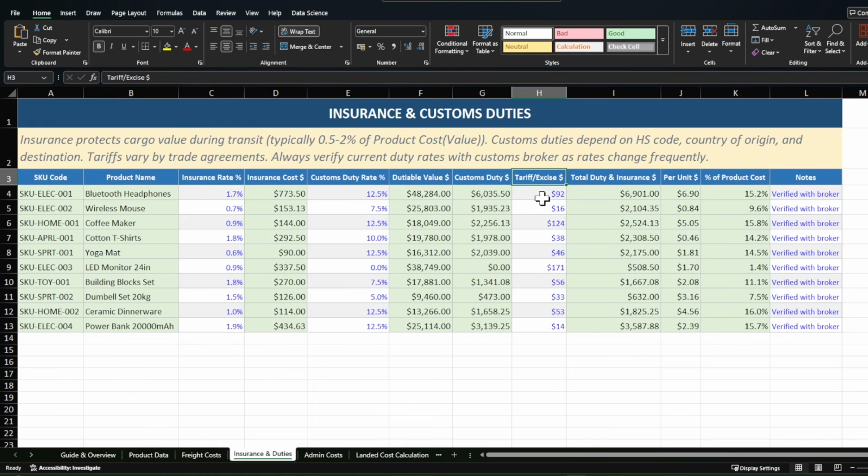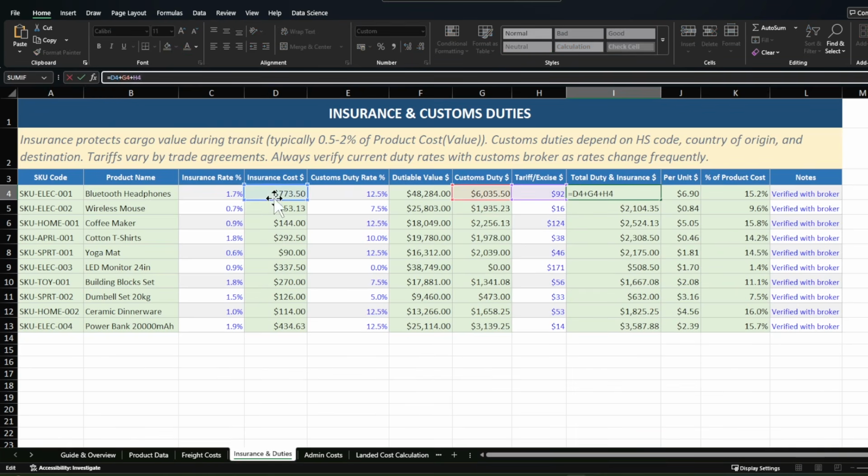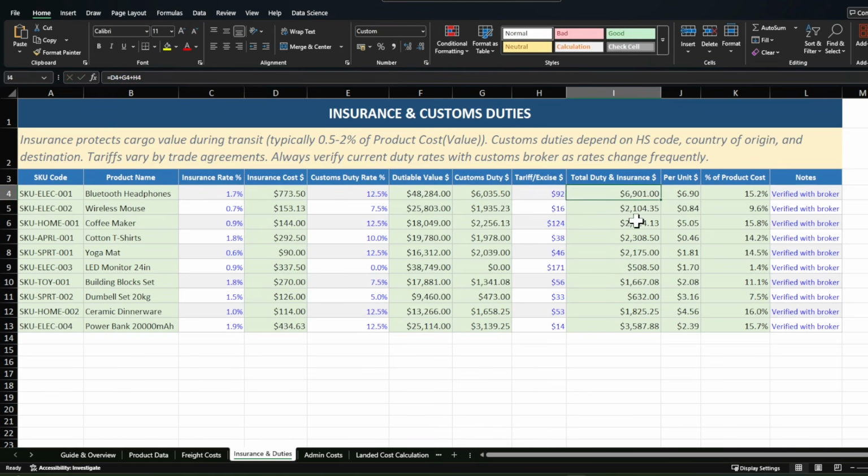Now there will be tariff or excise. It may or may not be a fixed cost, but usually it is a percentage of your product value. But still, for simplicity, we are taking a flat number. So the total duty plus insurance is the sum of all of these, which is insurance cost, your customs duty, and your tariffs. So this is $6,901.